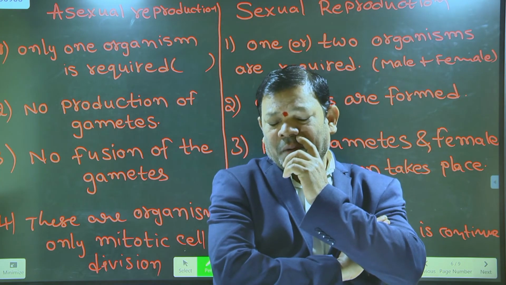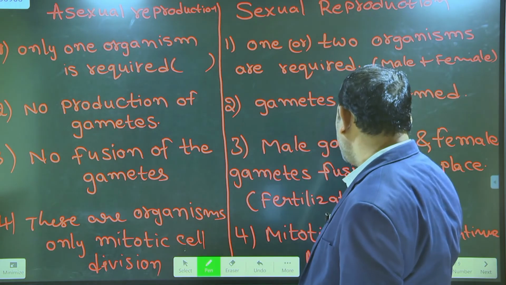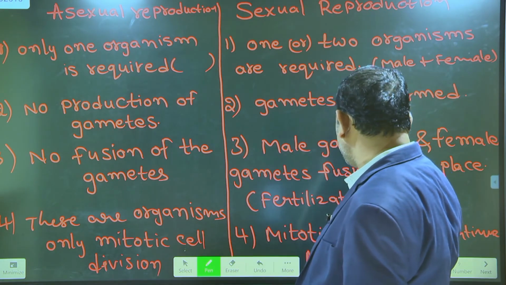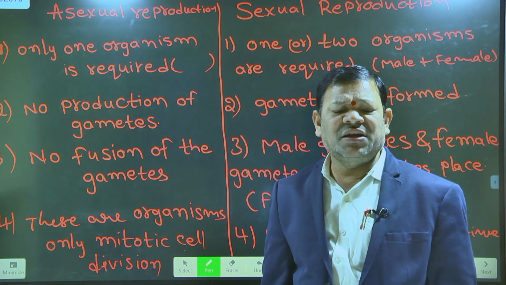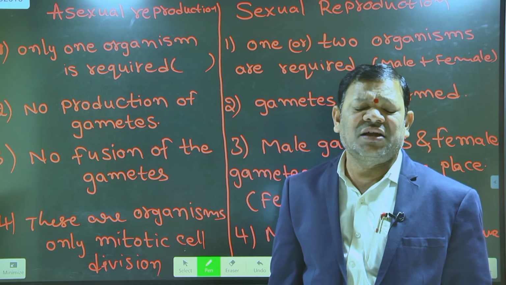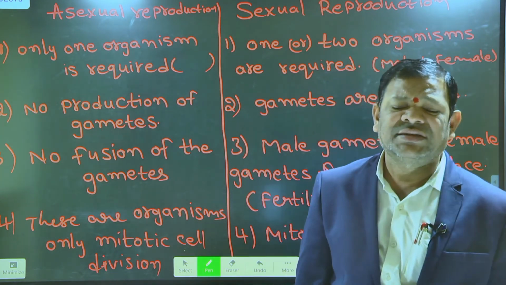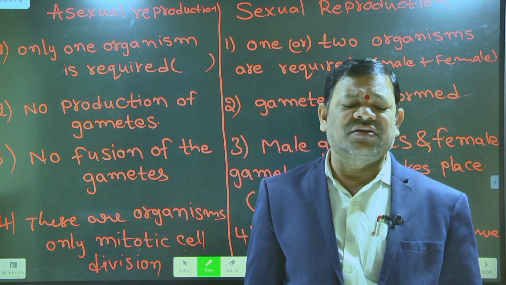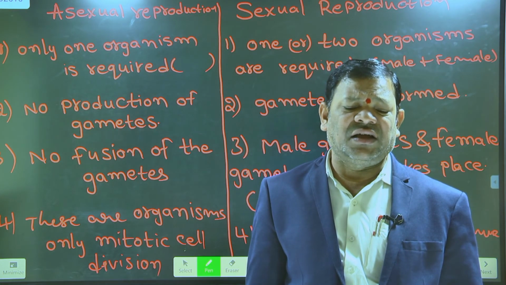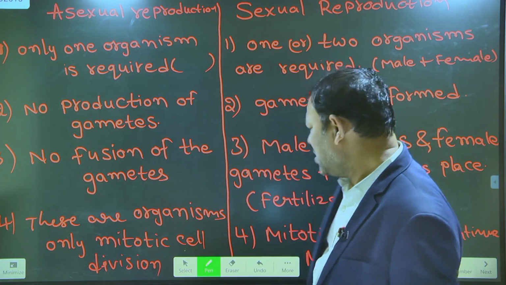But in sexual reproduction, generally we can see that mitotic division is continuous, and the meiotic division occurs only in the reproductive cells. When meiotic division occurs, gamete formation reduces the chromosome number to half. So meiotic division is also known as the reduction division. Why? Because it reduces the chromosome number to half.